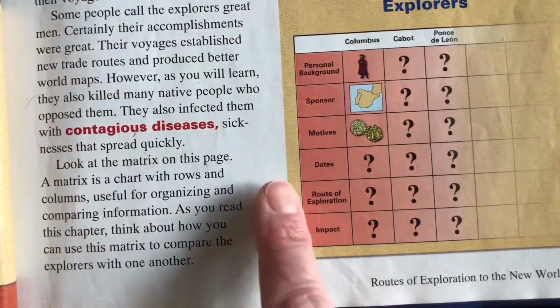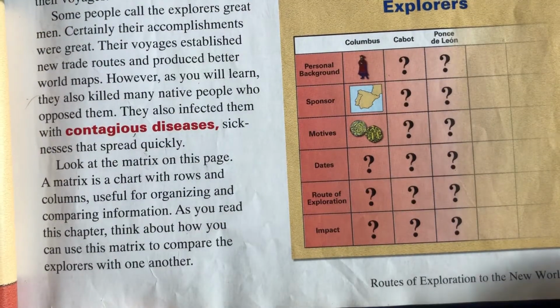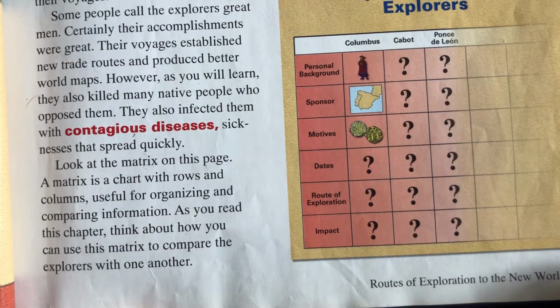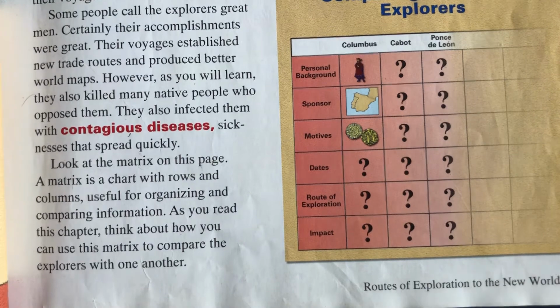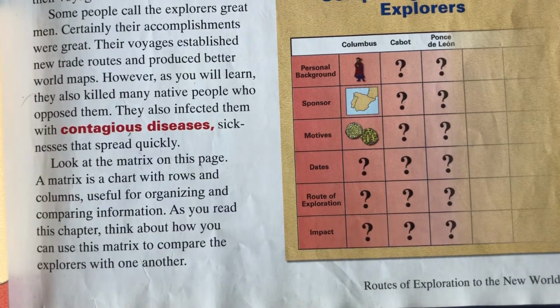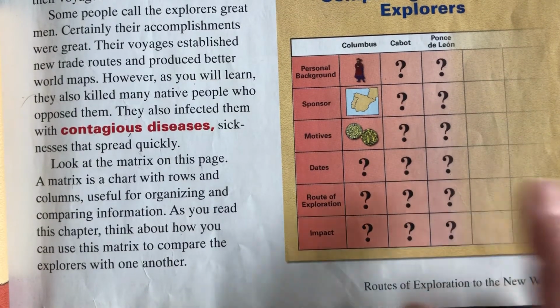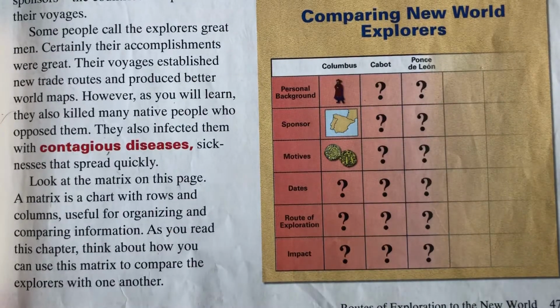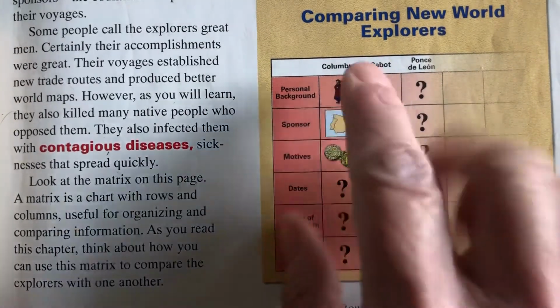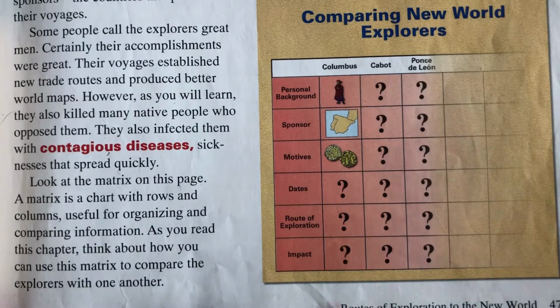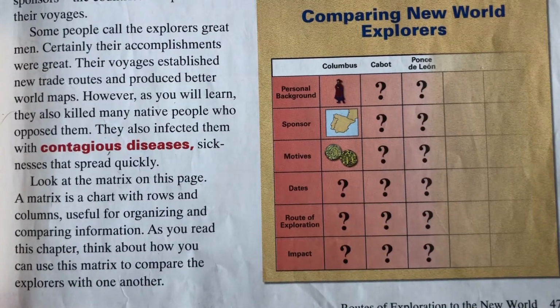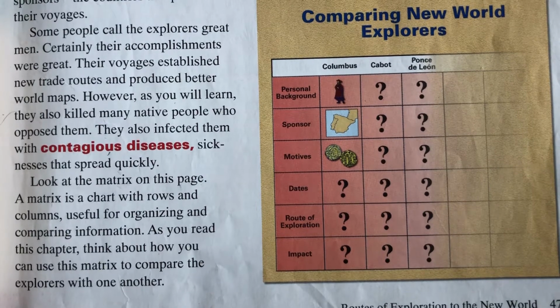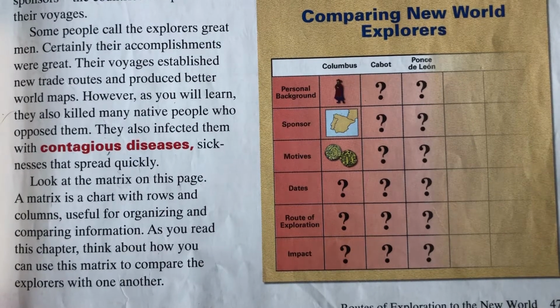Look at the matrix on this page. A matrix is a chart with rows and columns, useful for organizing and comparing information. As you read this chapter, think about how you can use this matrix to compare the explorers with one another. So basically, I created these in your chapter 5 packet. This is the matrix that they're talking about. So we're going to be looking at 8 different explorers. That doesn't mean that there were only 8. There were a lot, but we're going to focus on the more well-known.